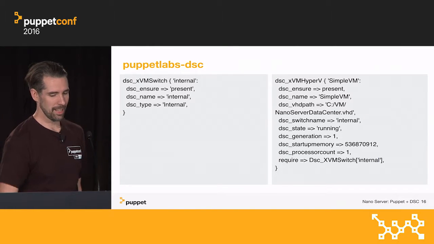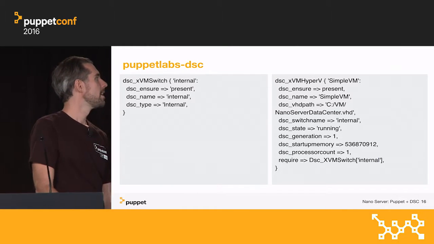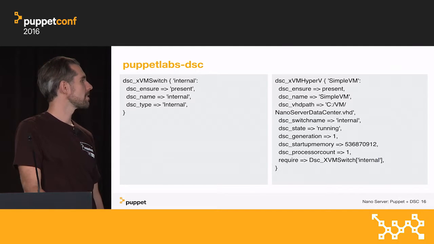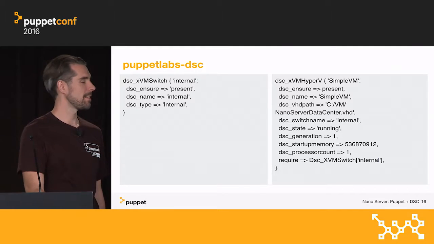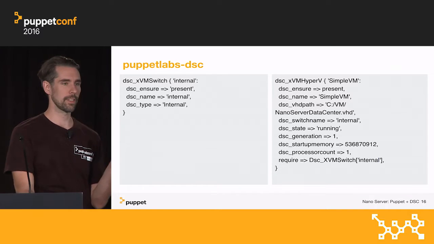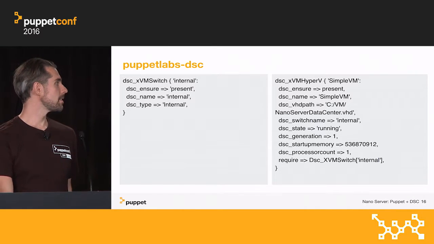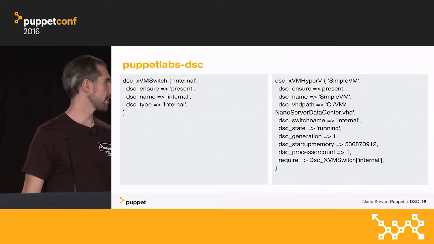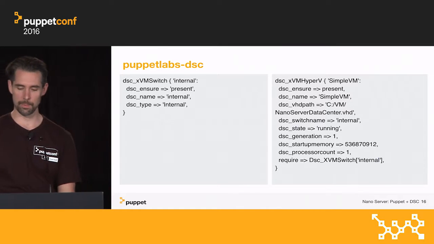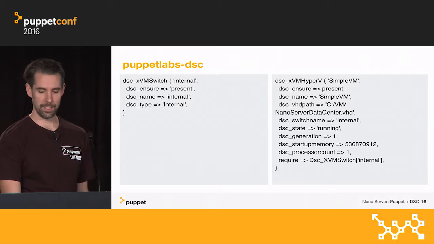The Puppet Labs DSC module works to wrap that and translates fairly cleanly over. This makes it easy to use DSC resources that are available, such as the Hyper-V management in Puppet.